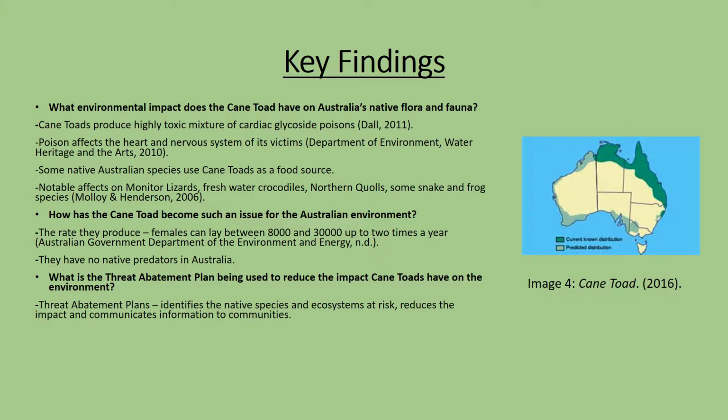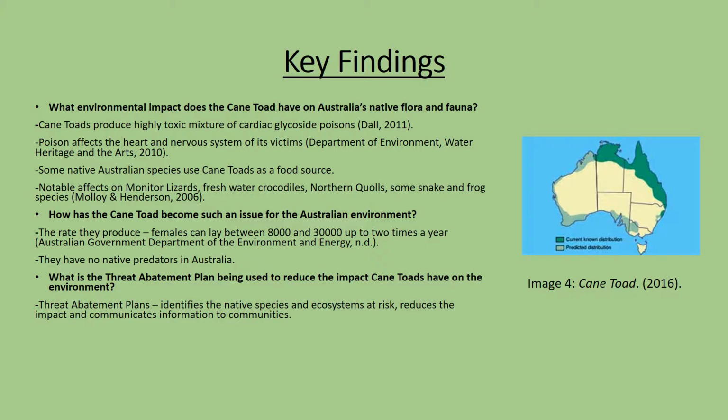Cane toads have had fatal effects on some species of native Australian animals. They produce a highly toxic mixture of cardiac glycoside poisons that they use for defense against their predators. It affects the heart and nervous system of animals that ingest them. Cane toads have had the most notable effects on monitor lizards, freshwater crocodiles, northern quolls, and some snake and frog species. The northern quoll has now become extinct in the Kakadu National Park since the invasion of the cane toad.